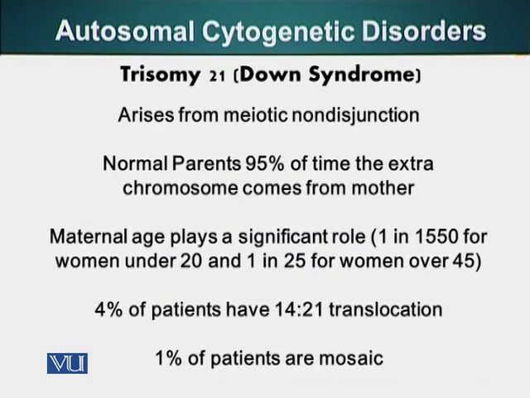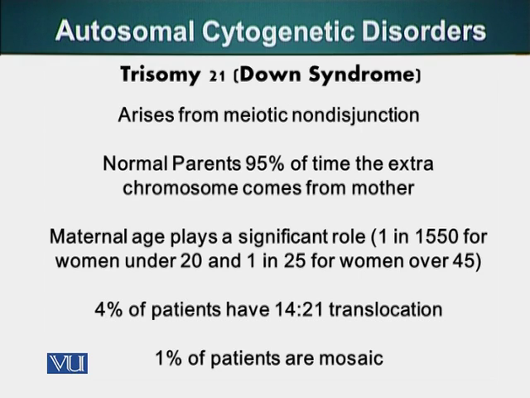The disorder we are going to talk about is the most common type of autosomal aneuploidy, trisomy 21, also referred to as Down syndrome. It arises from meiotic non-disjunction. In normal parents, 95% of the time the extra chromosome comes from the mother, and maternal age plays an important role. The role is very significant.